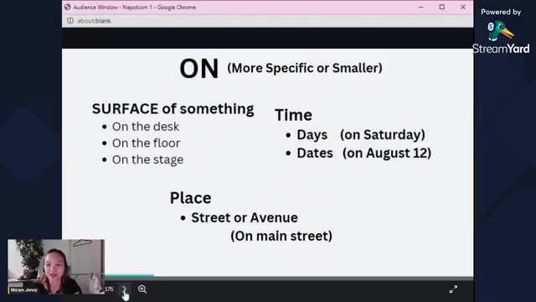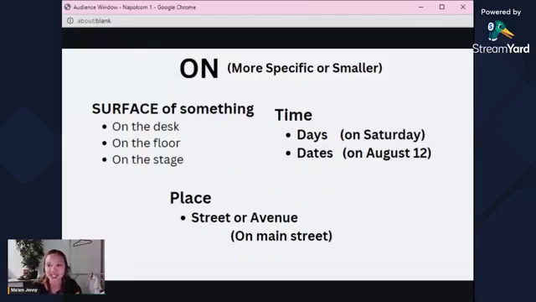Now, when do we use on? So, kapag more specific or mas maliit na scope. Okay? So, let's start with the time. So, days, mas specific na yan, you use on. Okay? I will work on Monday. You cannot say in Monday. It's on Monday. Okay? Or very specific date. So, actually, ito yung birthday ko, on August 12.